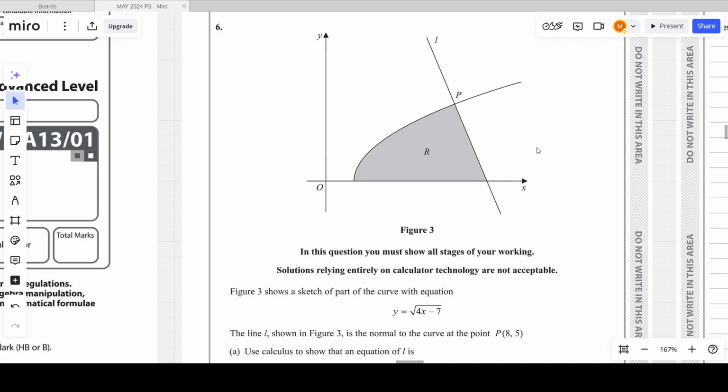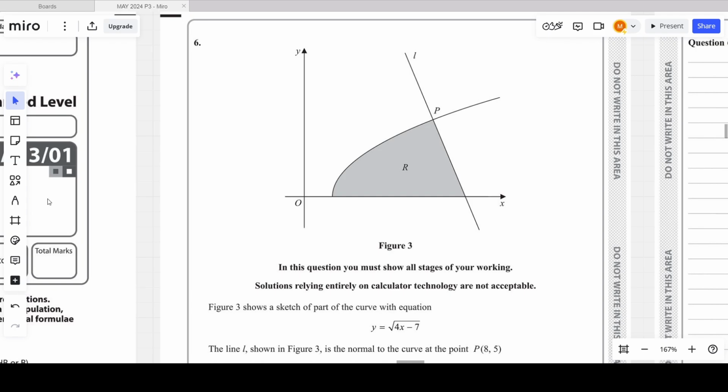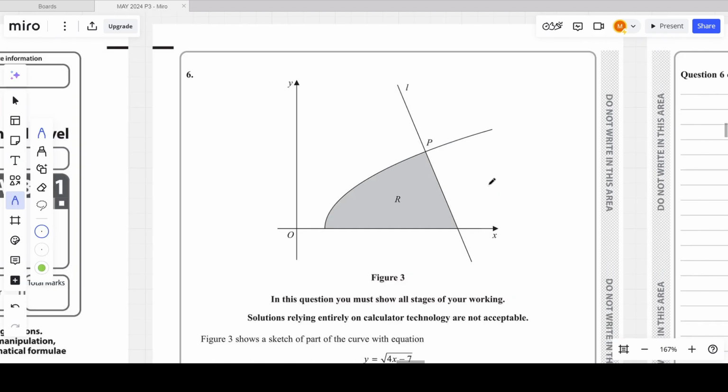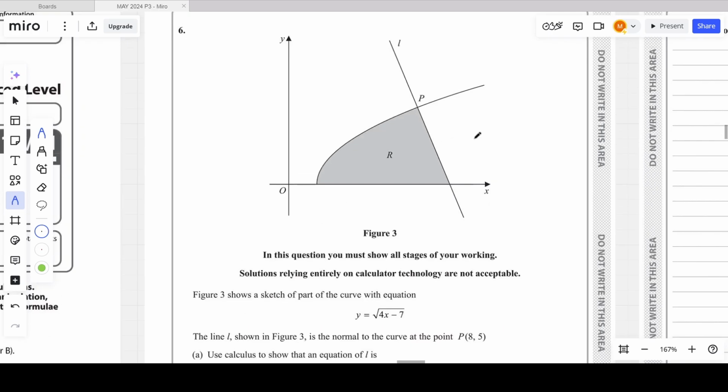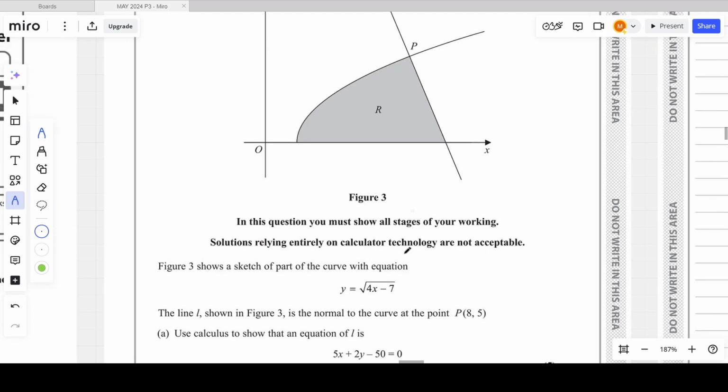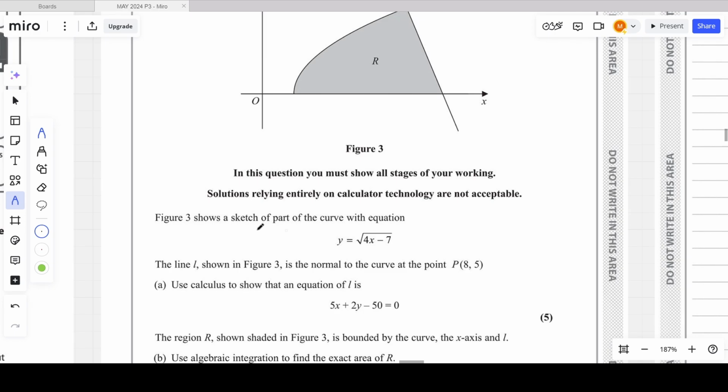Let's see what they have asked in question number 6. At first, there is a Figure 3 given. You can see a shaded part R between a curve C, a straight line L and the x-axis. Figure 3 shows a sketch of part of the curve with equation y equals square root of 4x minus 7.